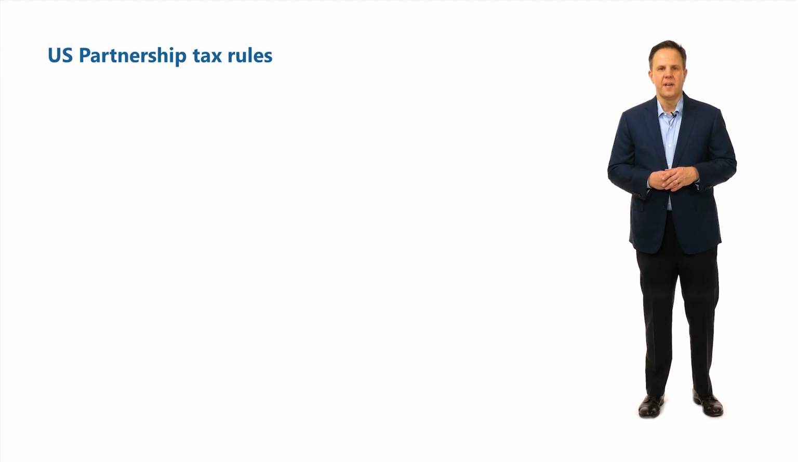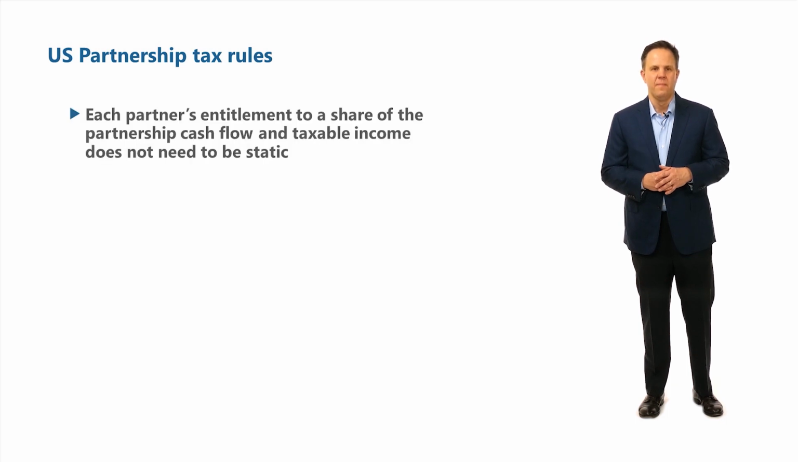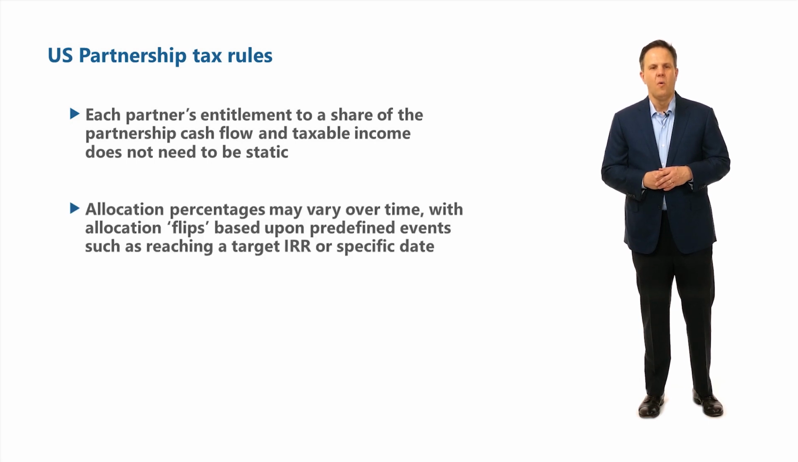To understand the tax equity structure, you need to be familiar with some important rules regarding U.S. partnerships. Under U.S. partnership tax regulations, each partner's entitlement to a share of the partnership cash flow and taxable income, or tax credits, does not need to be static. Allocation percentages are permitted to vary over time, with allocation flips based on predefined triggering events such as achievement of a target IRR or reaching a specific date.